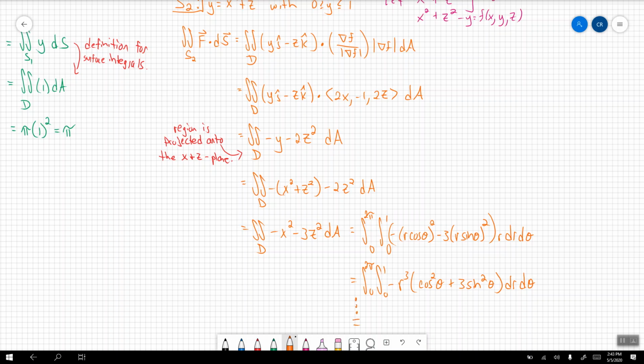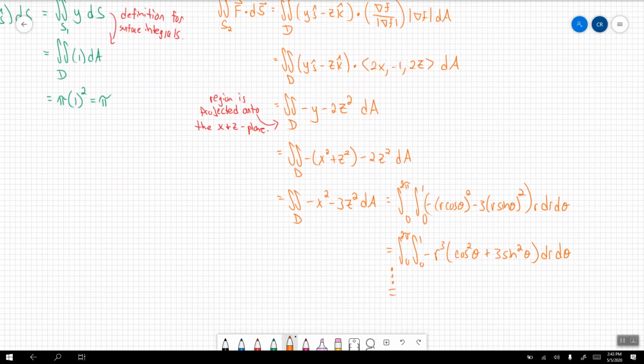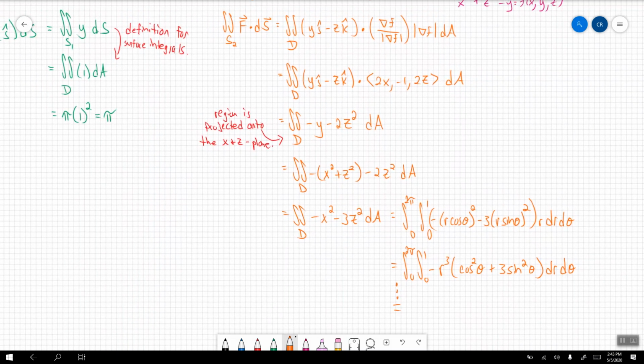If you want to evaluate the integral, by all means go ahead and do so. However, I'm not going to evaluate this integral directly just yet. I'm going to wait for you guys to do that. Alright, still waiting. Alright, so here we go. Once you do your calculations, because it's negative, you're going to get negative pi as your final answer.